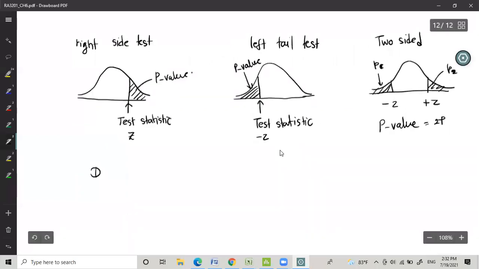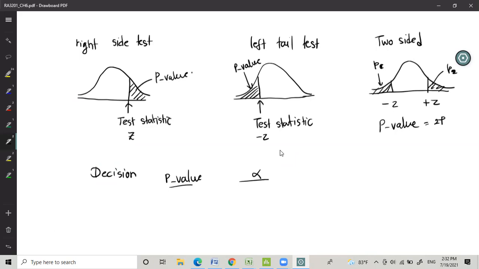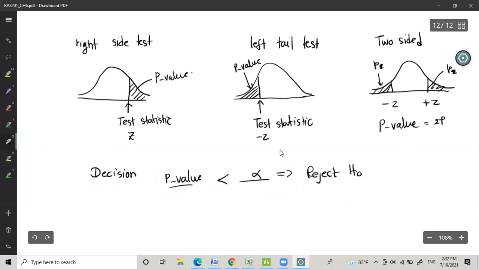Then how do you make the decision? You compare your p-value with the alpha level. This is where you use the alpha. Your alpha value will be 1%, 5%, or 10%. So you compare the p-value you got from the previous step with the given alpha value. If the p-value is smaller than alpha, you reject H naught. Just remember this one. If it is greater, obviously it is failing to reject H naught. So just remember only one condition.